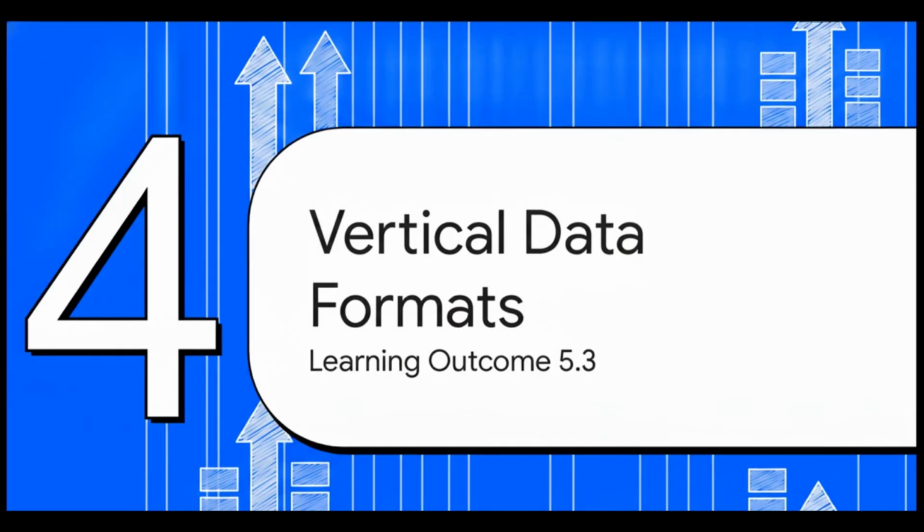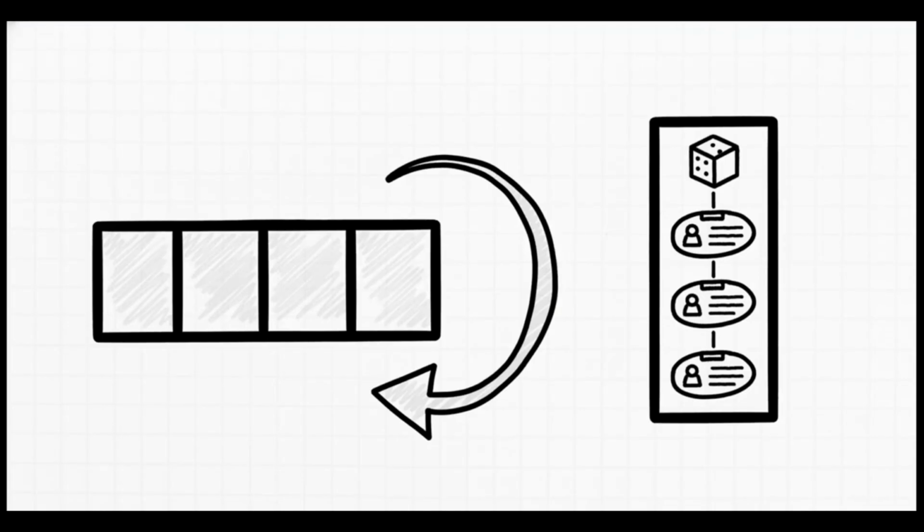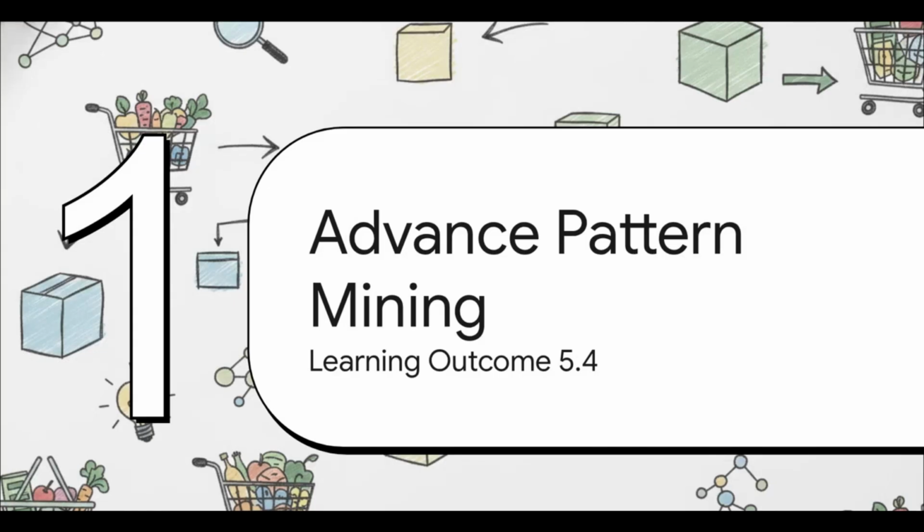Which brings us to Section 4, using vertical data formats. Think about the traditional horizontal format, right? That's where you look at a single transaction and see all the items inside it. Well, a vertical data format completely flips that perspective on its head. Now you look at an individual item and you see all the transaction IDs that it actually appears in. By organizing the data vertically like this, you can hunt down patterns so much faster using specialized intersection techniques. It's honestly a brilliant structural shift, and it saves an incredible amount of processing time when you're out there hunting for frequent item sets.